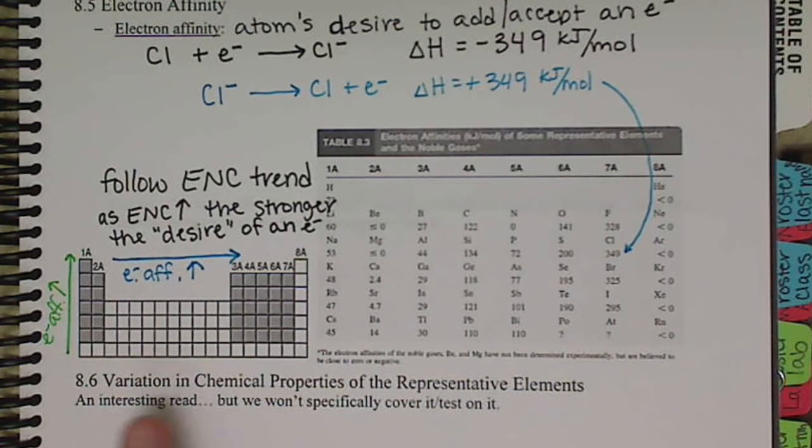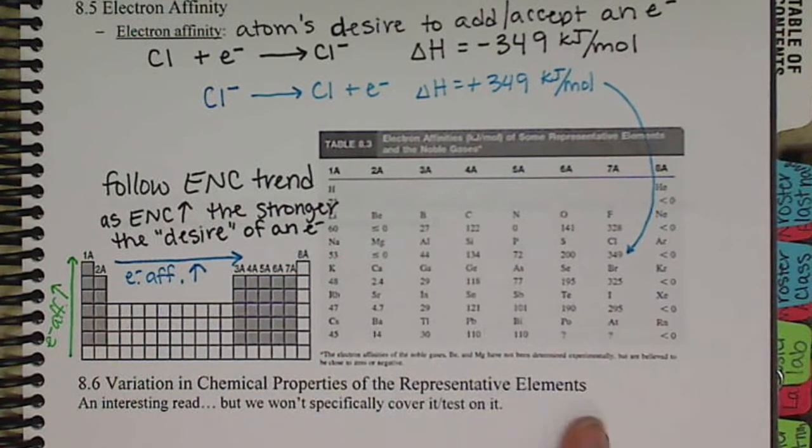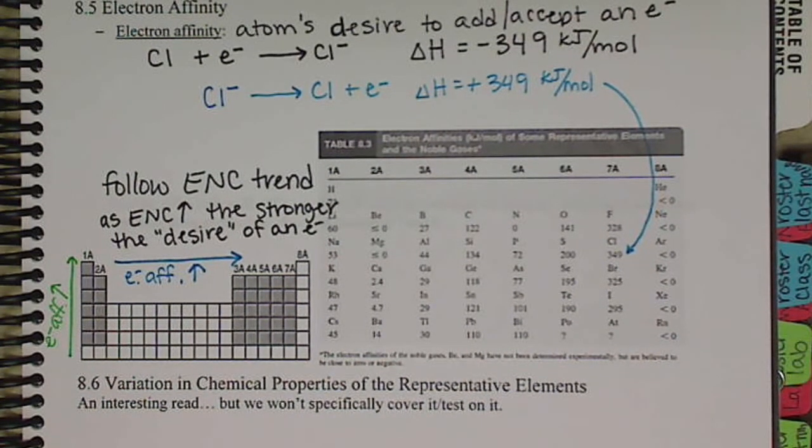The last section in your book goes through all of the representative elements. It's a really interesting read because it goes through each group, kind of talks about what chemistry can be done with each of the elements, what cool things they do, why they do what they do in terms of their electrons, their valence electrons. So it's an interesting read. If you really can't fall asleep one night, whip out your chemistry book, read section 8.6.